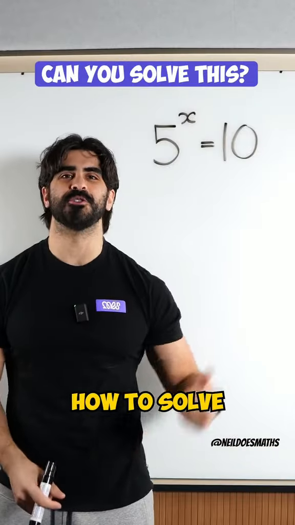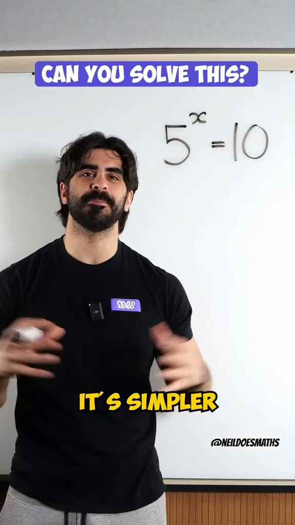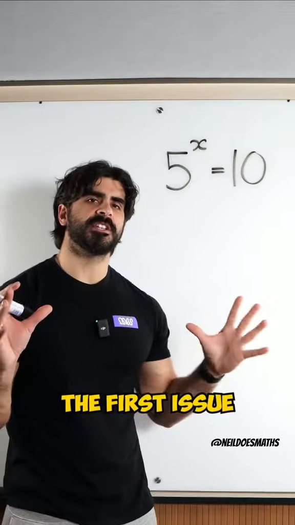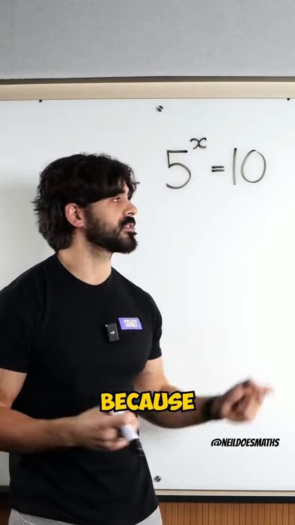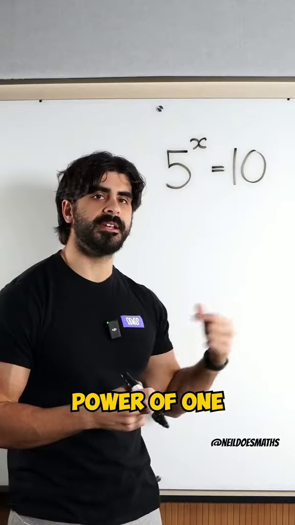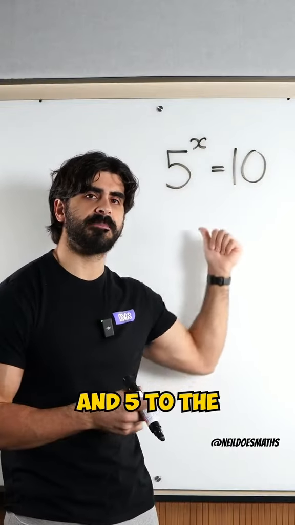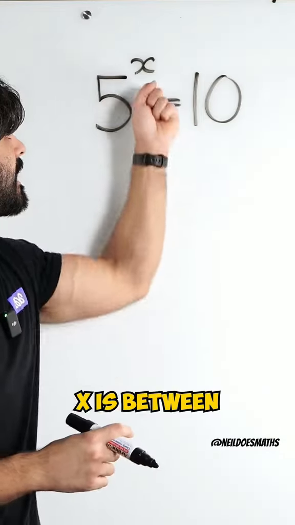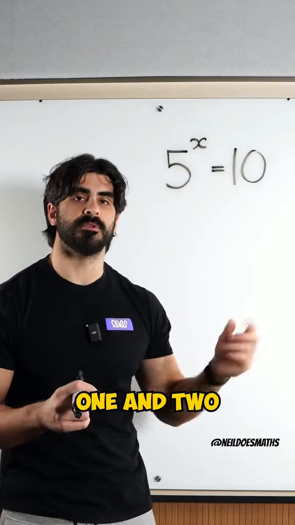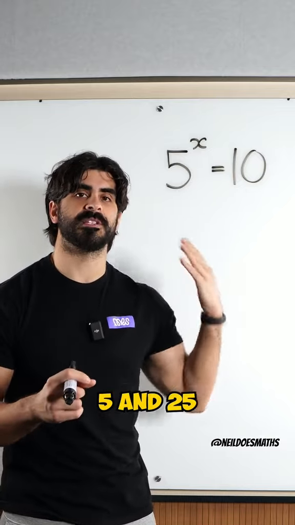Do you know how to solve this equation? It's simpler than you think. Let's take a look. The first issue we see is that x is clearly not an integer because 5 to the power of 1 is 5 and 5 to the power of 2 is 25. So clearly x is between 1 and 2 because 10 is between 5 and 25.